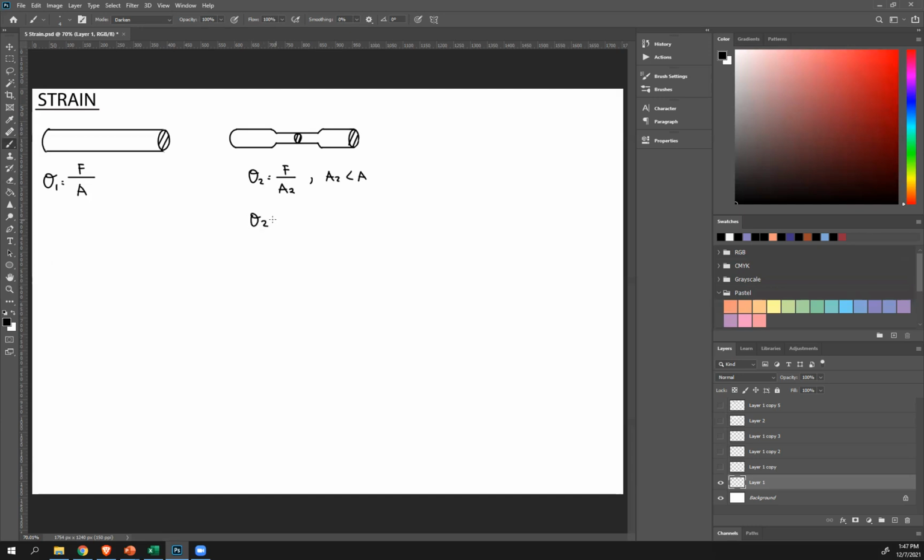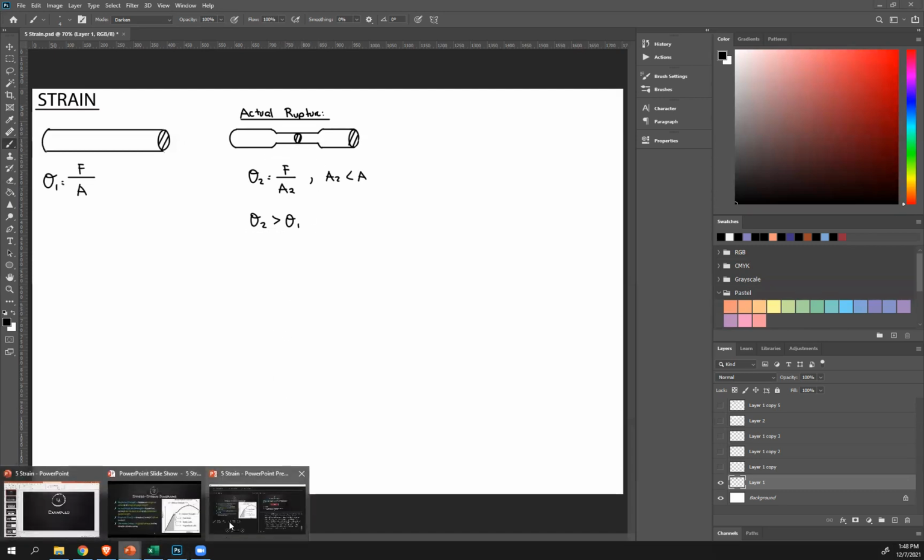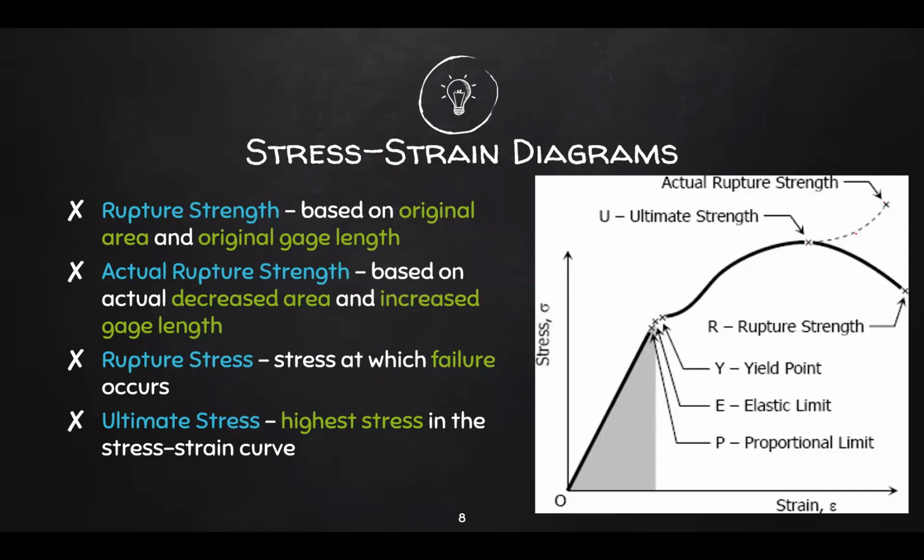Therefore, you can say that the stress here, which we call the actual stress or true stress or actual rupture, is greater than this stress because the area is smaller. Remember, stress and area are inversely proportional. The smaller the area, the greater the stress. So this is what actually happens. Your stress should increase, and that is illustrated by this curve right here.